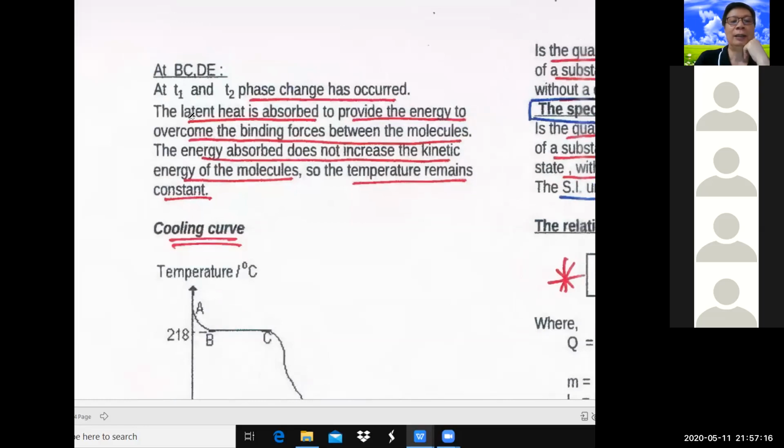Okay, then latent heat is absorbed. It still absorbs the heat, but it does something else, providing the energy to overcome the binding force between the molecules. Remember, the energy is absorbed, but not to increase the kinetic energy; it is to overcome the binding forces between the molecules. You want to break the binding, make the binding loose. So the energy absorbed does not increase the kinetic energy. So when kinetic energy does not increase, it means the temperature remains constant at that particular place. Understand?